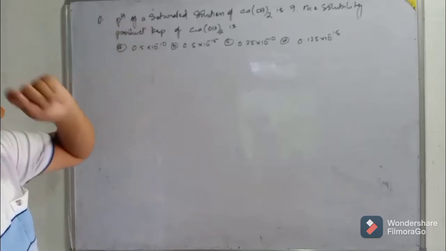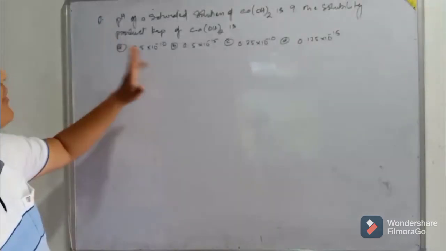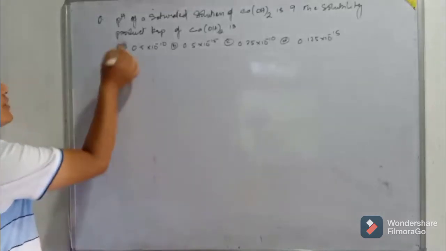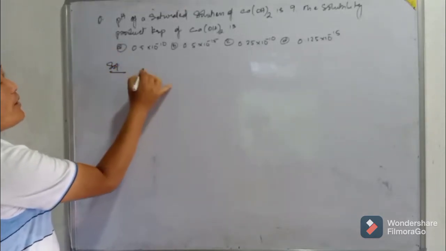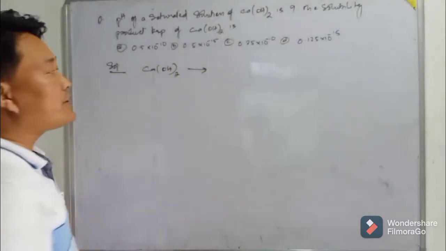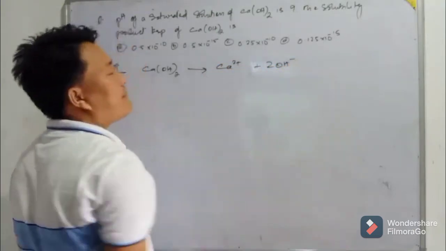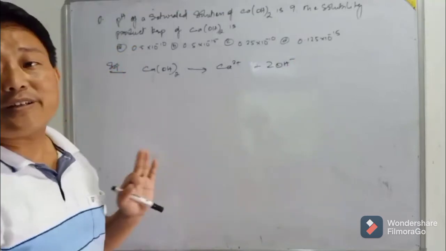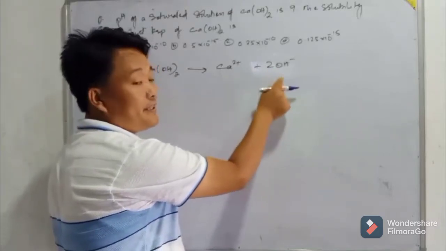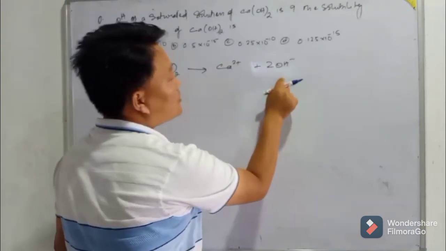The pH of a saturated solution of calcium hydroxide is 9. We have to find the solubility product KSP of calcium hydroxide. See now, when calcium hydroxide dissociates into ions, it gives Ca2+ and OH minus. This is S, and this will be 2S here.